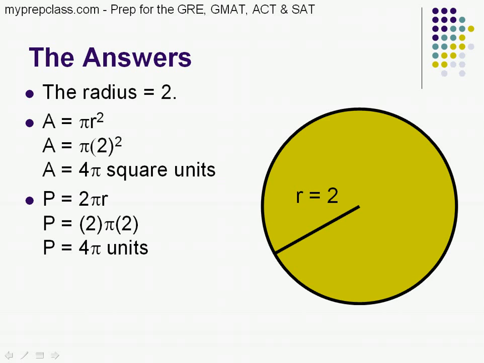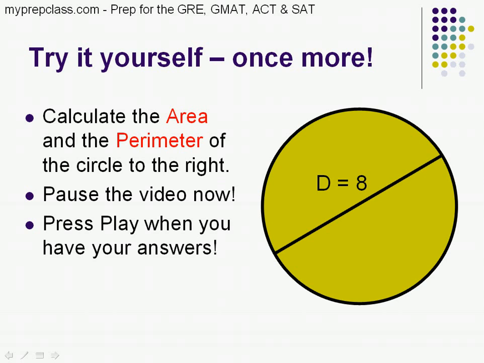Alright, you have one more pop quiz, so you thought you were done. You have one more, and this one's a little bit different. So try out this one. Same thing, calculate the area and the perimeter of this circle. Pause the video now and press play when you've finished your calculations.